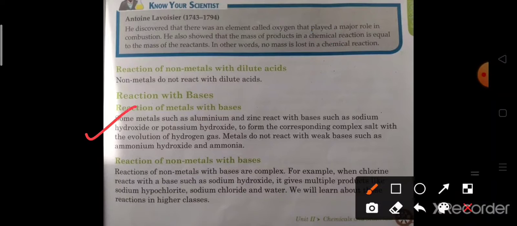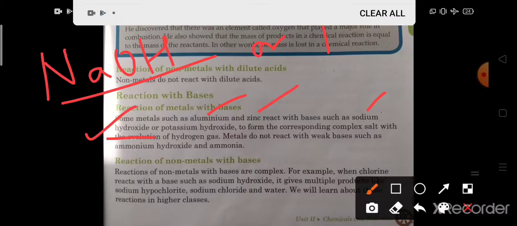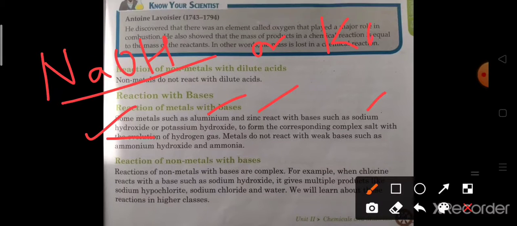Some metals such as aluminium and zinc react with bases such as sodium hydroxide, whose formula is NaOH, and potassium hydroxide, which is KOH. Metals do not react with weak bases such as ammonium hydroxide and ammonia. So the metals react with strong bases; they don't react with weak bases.